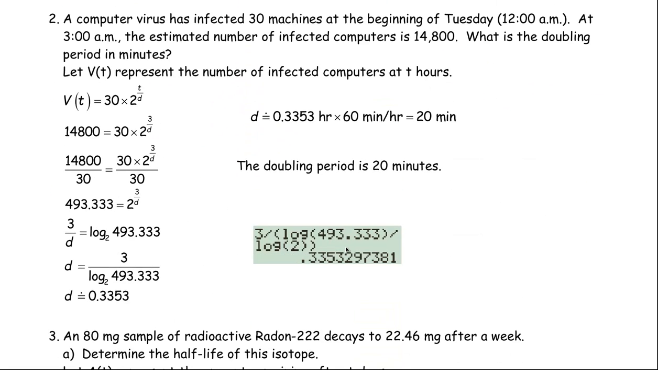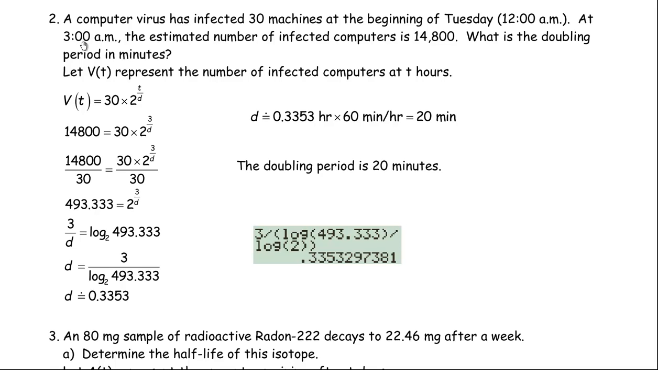On to page 2. A computer virus has infected 30 machines at the beginning of Tuesday at 12 a.m. So it starts with 30 infected. At 3 a.m., 3 hours later, the estimated number of infected computers is up to 14,800, so it's growing pretty quickly. And you're asked, what is the doubling period in minutes?